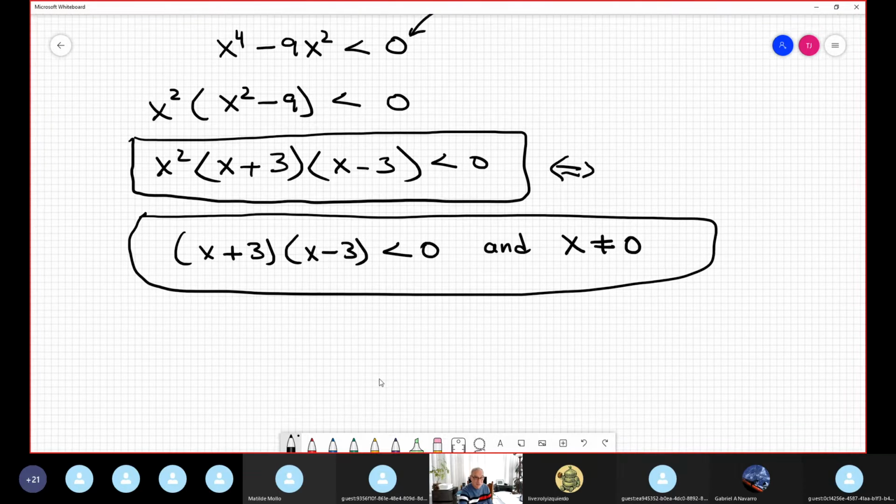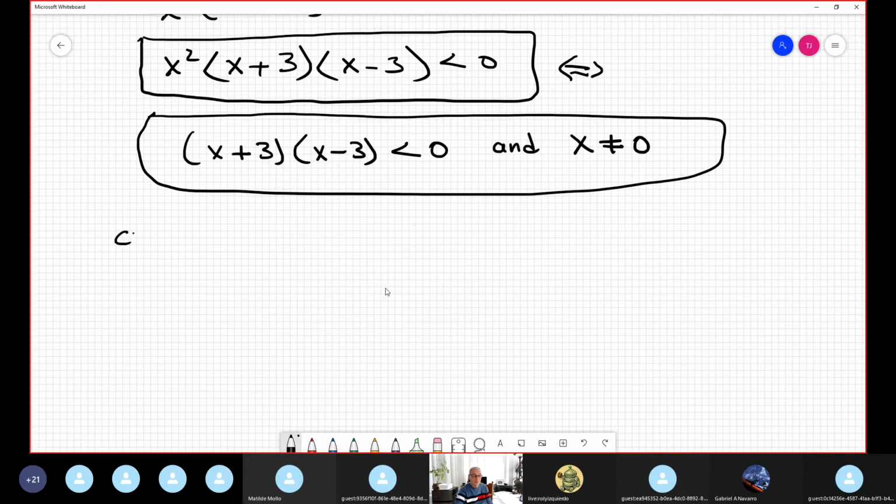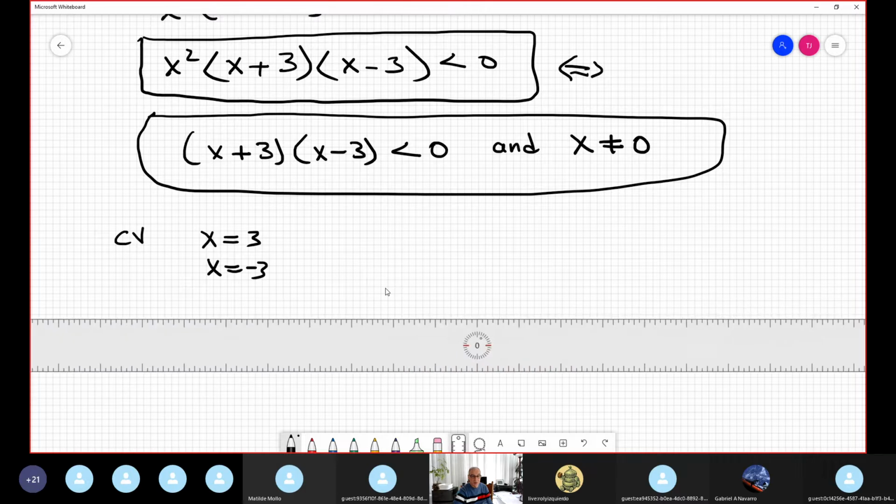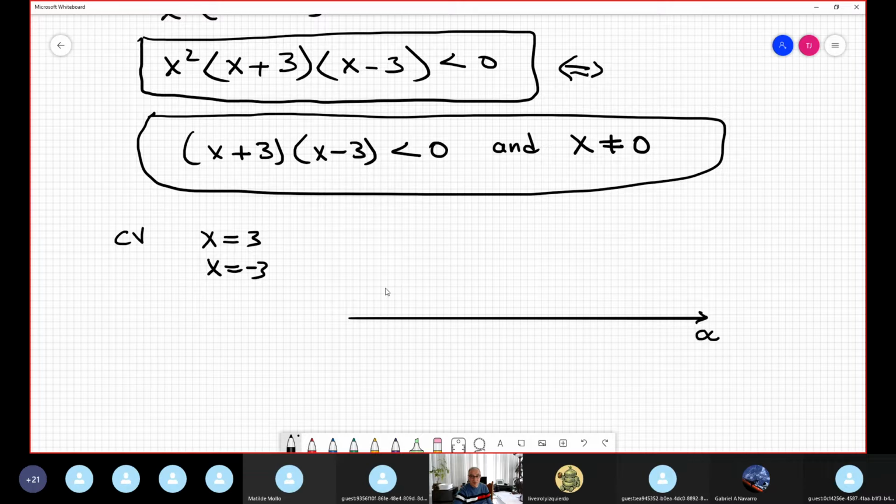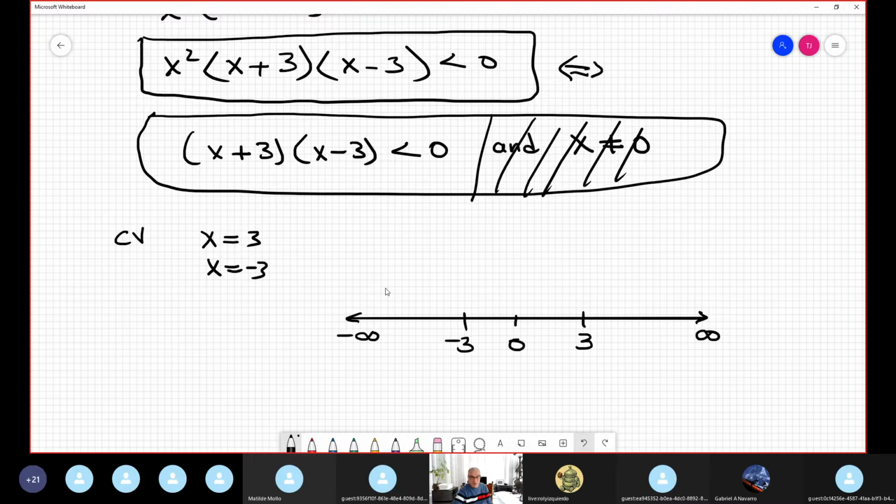Let's focus on this. The critical values are 3 and negative 3. And we are doing the partition of the whole real number line. Negative infinity, infinity. 3 and negative 3, and 0 in the middle. Okay, 0 is the hole. But no, you forgot this temporarily. For a moment, you forgot that part. And in the final answer, of course, I consider it.